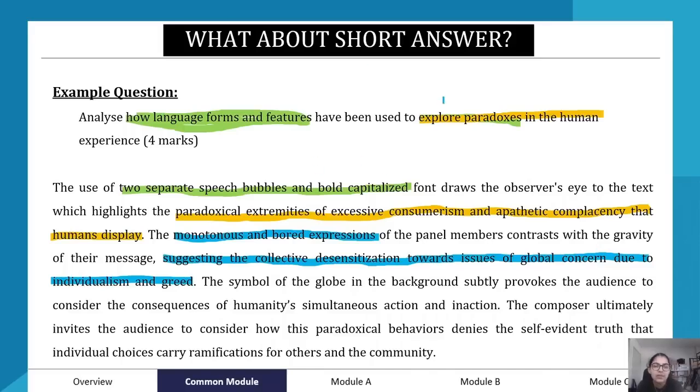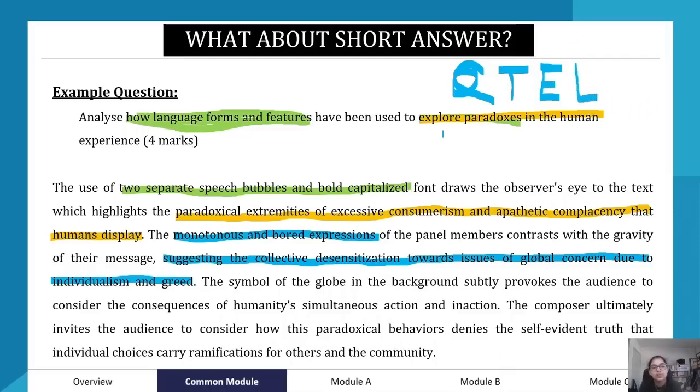And a little, I guess, mnemonic that I like to use for it is quote, technique, effect, and link.